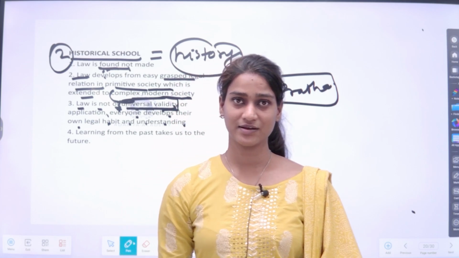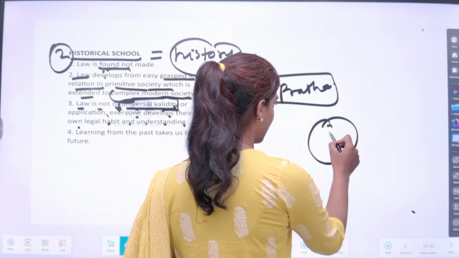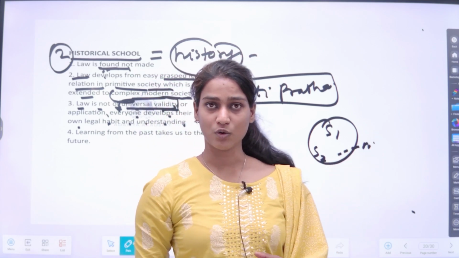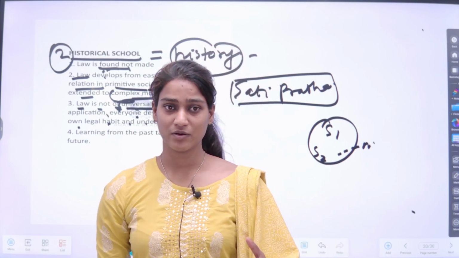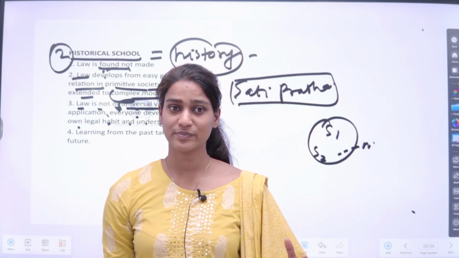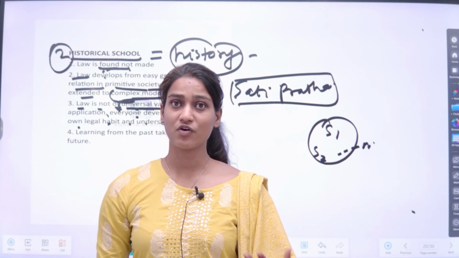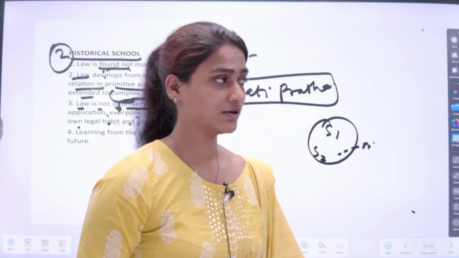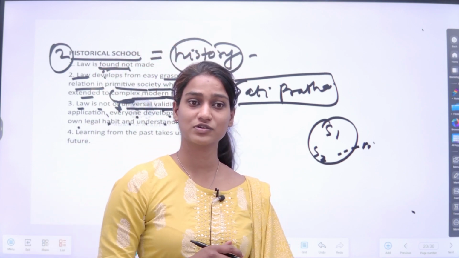So, according to the historical school, law does not have universal validity. It means that, according to this school, if there is a country with society 1, society 2, and similarly n number of societies, then the law to be followed will differ according to the society, because different societies have different circumstances and conditions under which people are governed. So the law should change according to the society, is what the historical school of jurisprudence says. So law is not universal in nature.